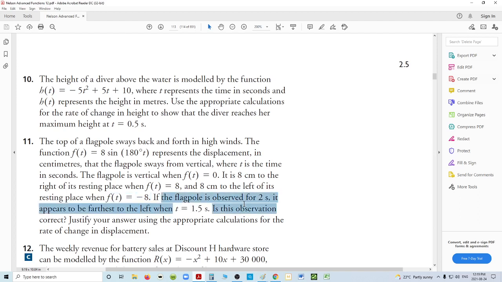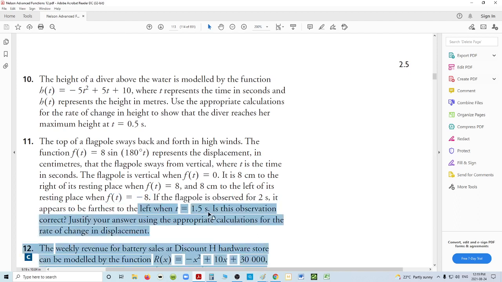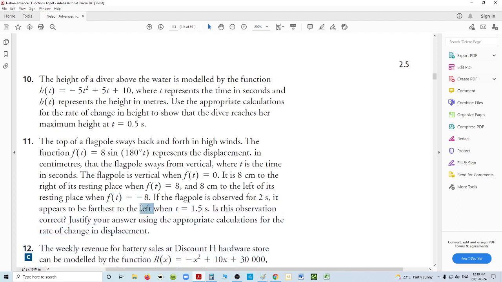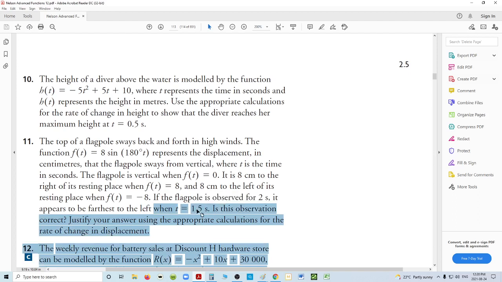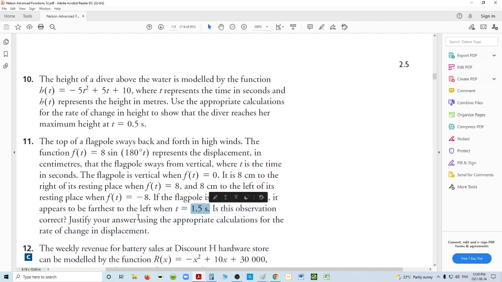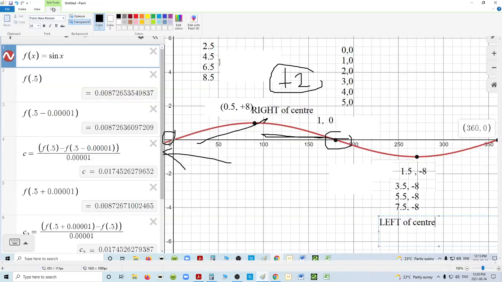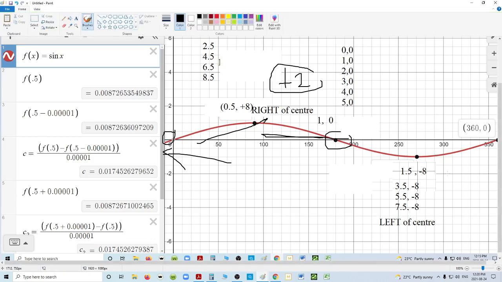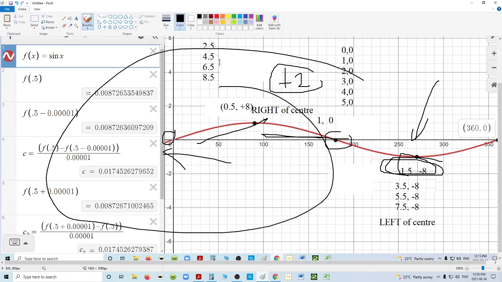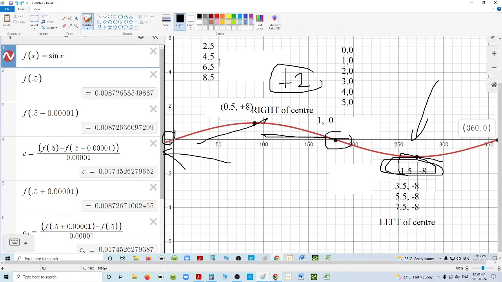If the flagpole is observed for 2 seconds, it appears to be the farthest to the left when t is 0.25. We've already determined that left is min value. So the question is, does min value occur at 1.5? Is this observation correct? Justify your answers using rate of change. So I'm using it first graphically so you understand. So the question is, at 1.5, are we at the minimum? We've already determined that at our 3/4 spot, we are indeed at the minimum, and that is indeed 1.5. So this just helps. If you can do this analysis quickly, you can quickly verify your question.